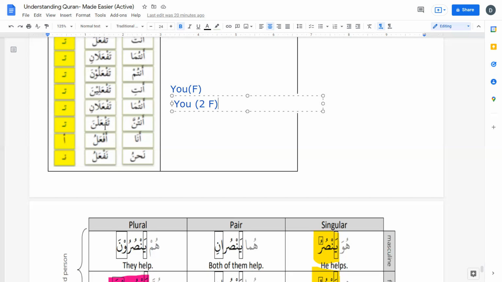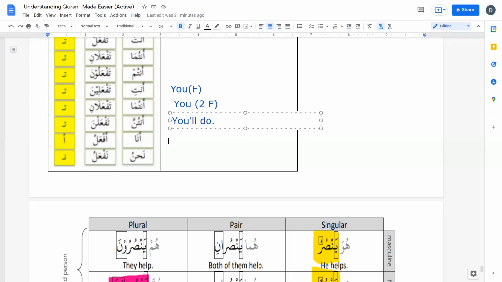And then we have the plural version, antunna, you all, when only ladies are in front, and someone is talking to ladies. So you all do: taf'alna, antunna, taf'alna. And then we have the first person who is talking.